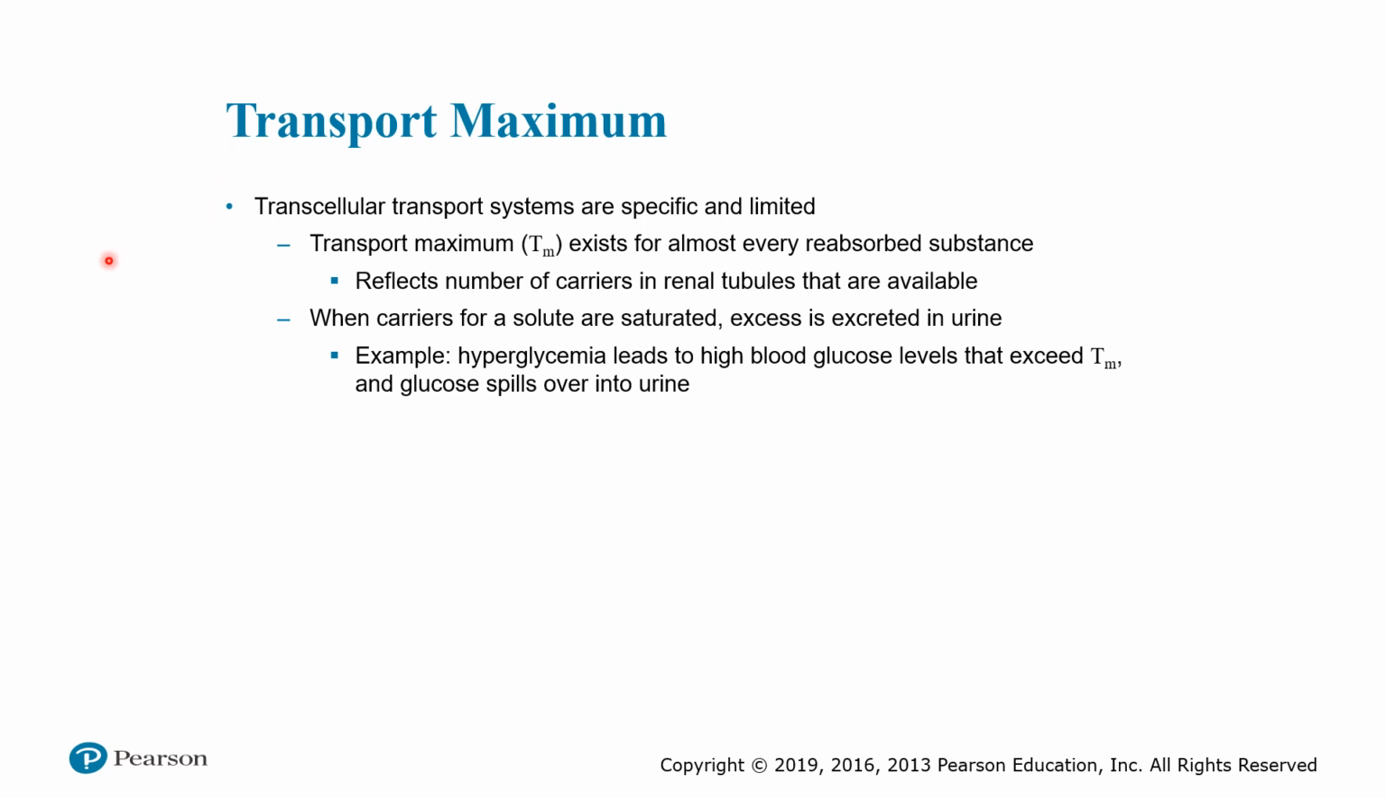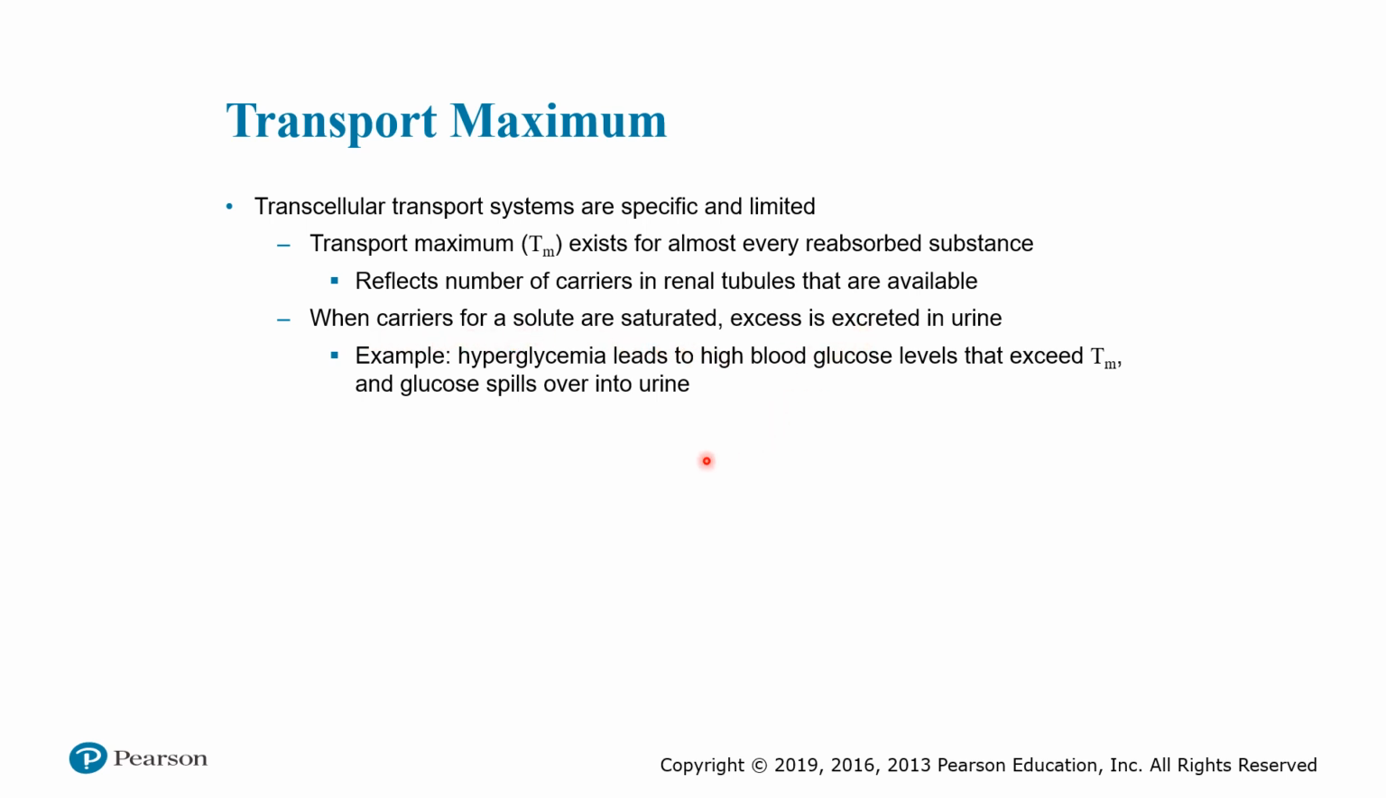Let me read it from here. Transcellular transport systems are specific and limited. Why? Specific because there can be a specific transport protein for a specific nutrient, and limited because when all of the transport systems are saturated, then the further amount of that ion or that nutrient cannot be reabsorbed. So transport maximum exists for almost every reabsorbed substance. It reflects the number of carriers in the renal tubules that are available. When these carriers are saturated, the excess solute is excreted in the urine.